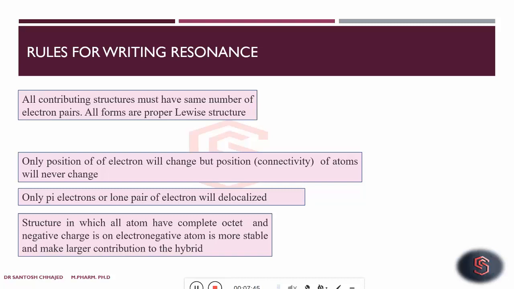Again I am repeating, the position of not all the electrons, only depending upon the structure, only pi and n electrons will change. So that is what the next rule is. Only pi electrons or lone pairs of electrons will become delocalized. A structure in which all atoms have a complete octet and the negative charge is on an electronegative atom is more stable and makes a larger contribution to the hybrid. So this is all about the contribution to the hybrid.